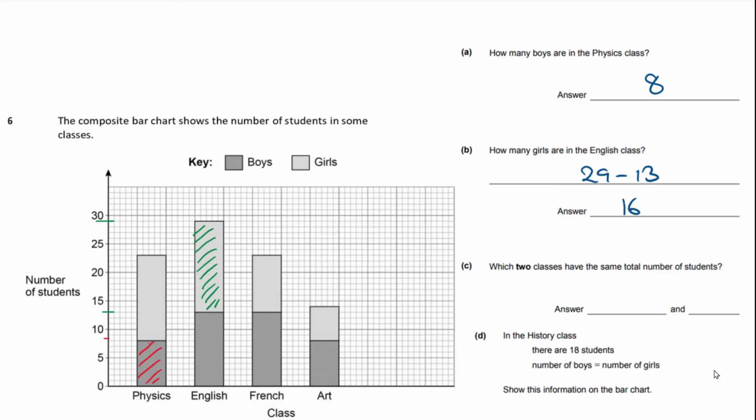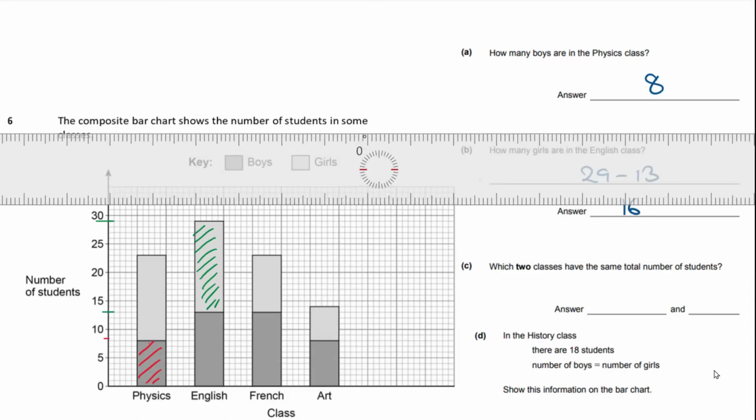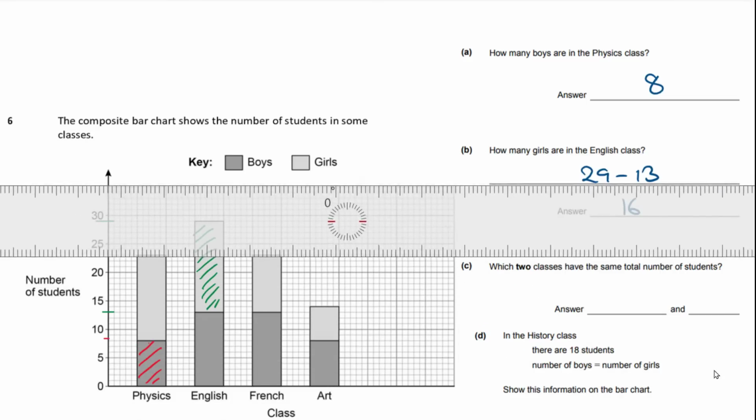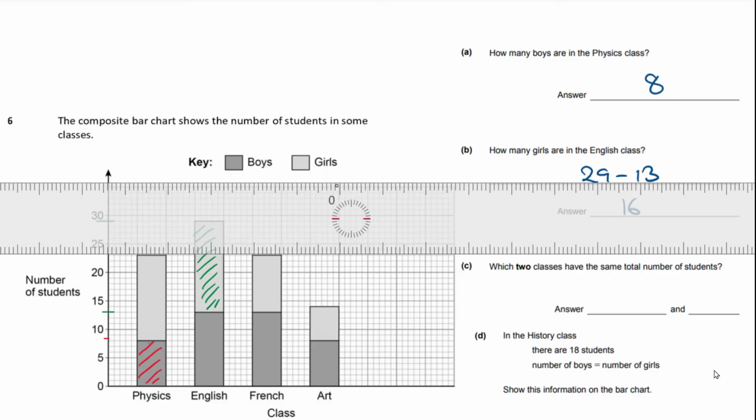Which two classes have the same total number of students? So if they're going to have the same total number of students, the bars are going to be the same height. I think you can see it's that one there, isn't it? It's the physics and the French group. That's the same number of students at 23.